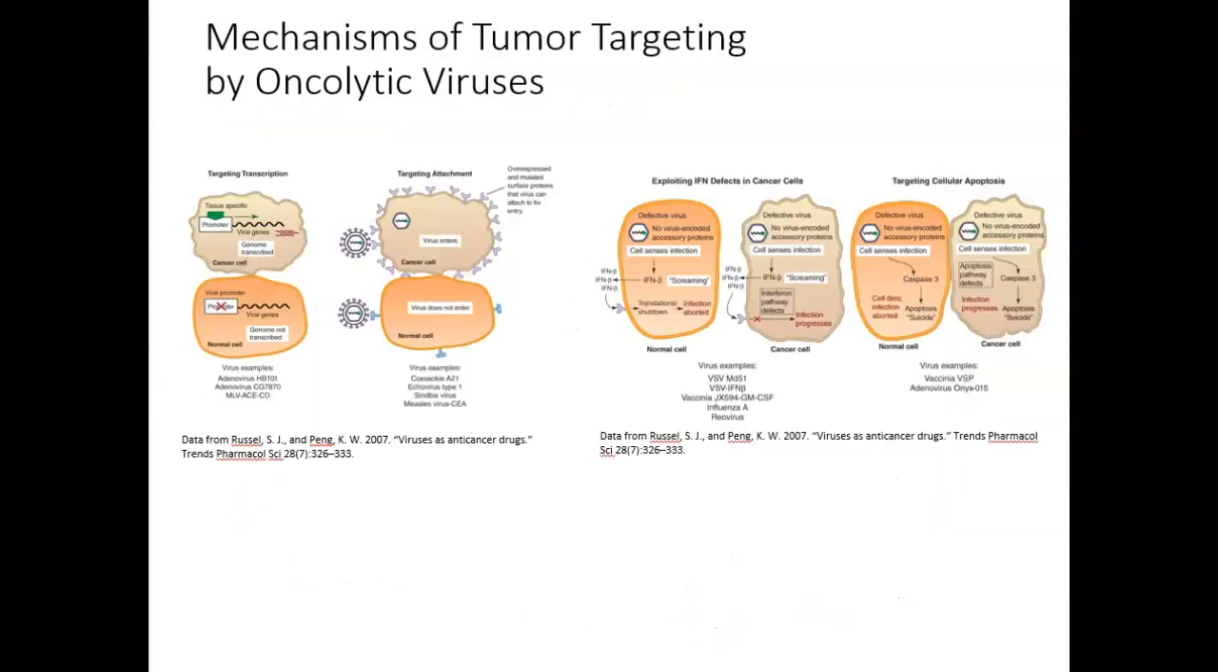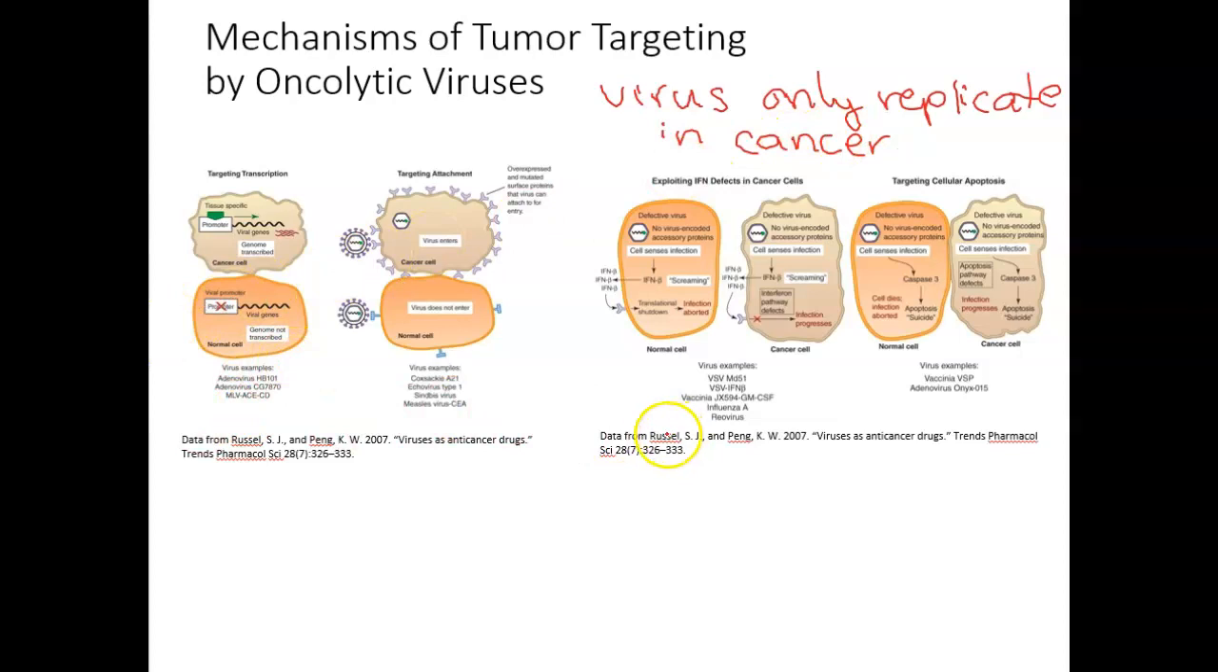Okay, so we've got a couple different illustrations here, giving you the overview. So how do you make sure that the virus is only going to replicate in cancer cells? This is pretty tricky. There's a few different mechanisms you can use, and sometimes you might use more than one of these mechanisms.